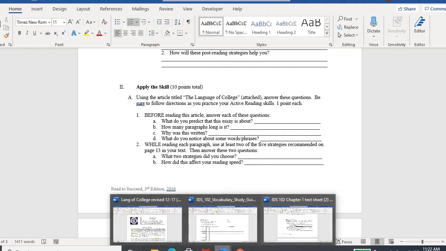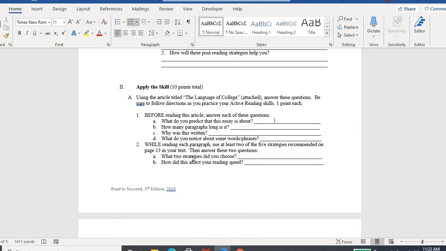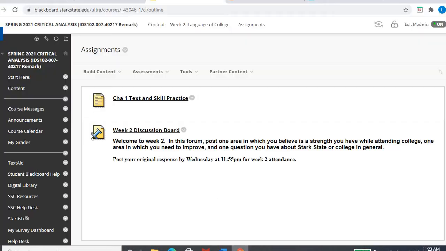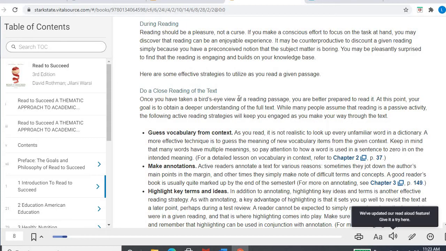Okay, hopefully you paused and answered those questions. Now, number two says, while reading this essay, use at least two of the five strategies recommended on page 13 in your text. That's why I already have the textbook up. I will do an overview of the text when we start chapter one.